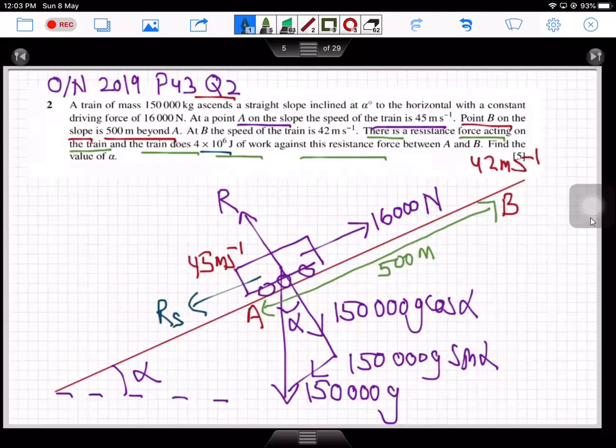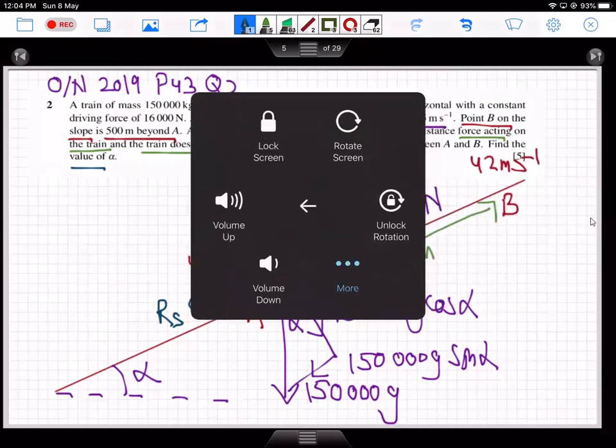So when this resistance force is multiplied by a distance of 500 meters, it will give you a work done of 4 multiplied by 10 raised to the power 6 joules, meaning 4 million joules. Okay. And we need to find the value of alpha. So we are just considering the journey from A to B.